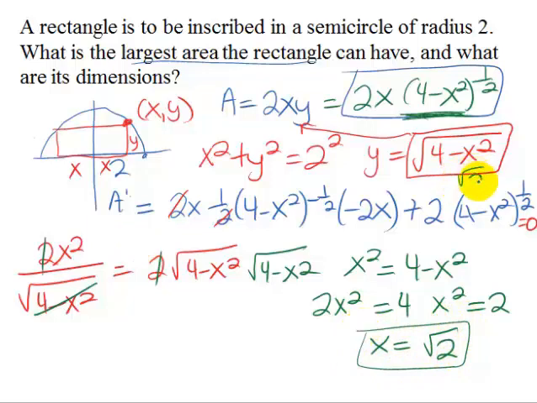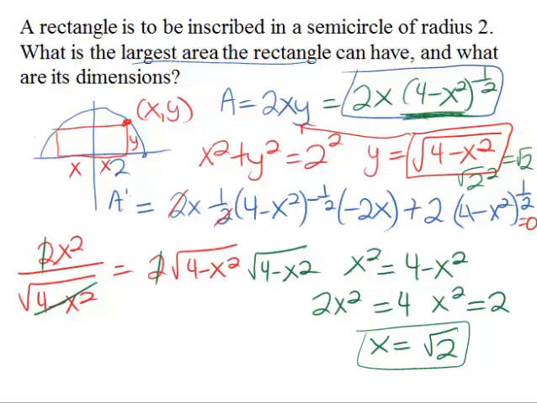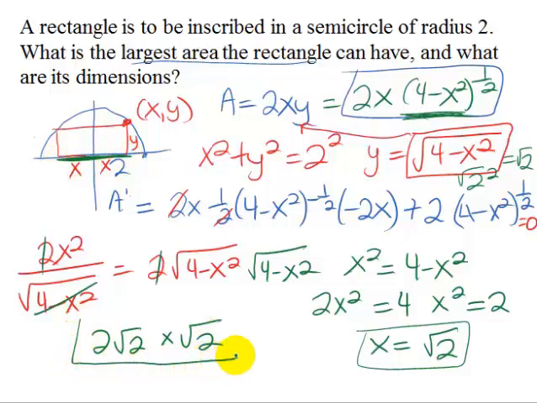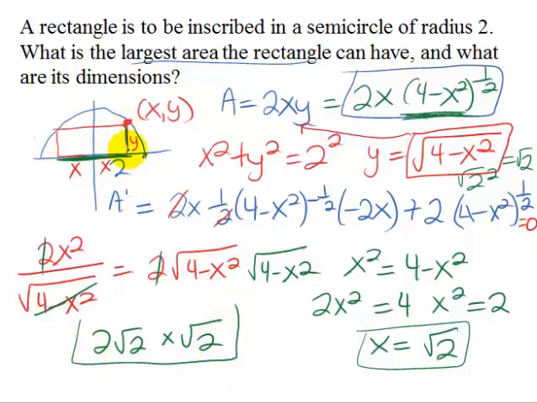So if we put the square root of 2 up here for x, it looks like we get y equals the square root of 2. So the dimensions of our rectangle of largest area are going to be 2 square roots of 2 by square root of 2, because we need 2 of these x's for the length, by that height or width here, which was y, which was square root of 2.